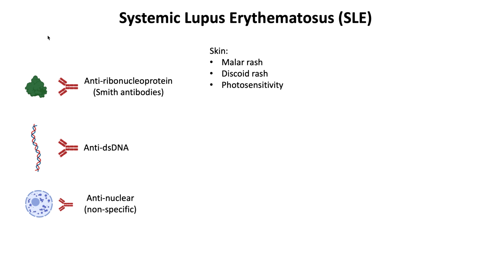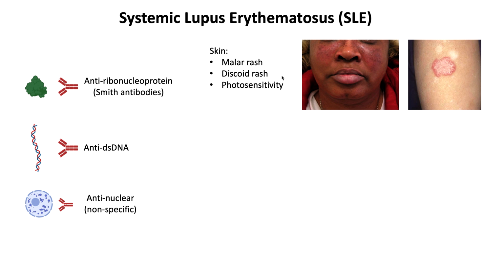And the immune complexes that form from these antibody responses can have a variety of effects. For example, you can have involvement of the skin, where you get a malar rash or a discoid rash, or develop photosensitivity. And here I've shown an individual with a classic malar or butterfly rash on the cheeks. Not all people develop this, but it is considered one of the hallmark signs of lupus. And you can develop these discoid rashes as well.